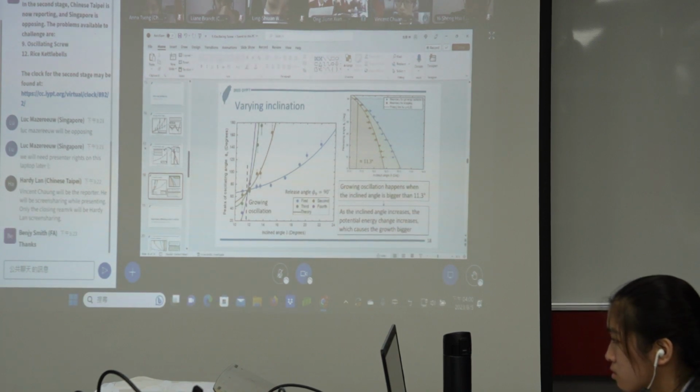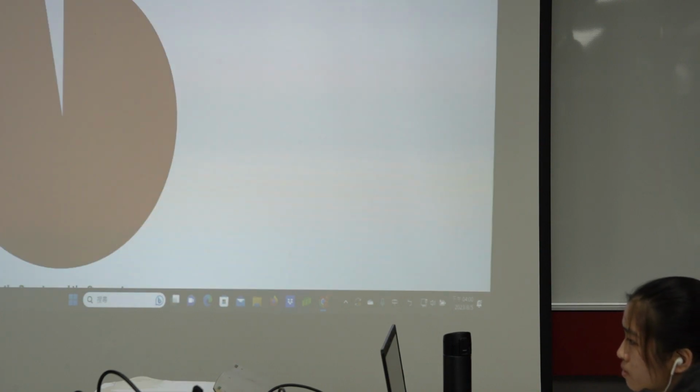Okay, I understand now. So you're saying that to the right of this point, you will observe growing oscillations, and to the left, you observe decaying, as is observed in the graph. Yes, the green region is decaying, and the blue region is growing, and also in this part, yes. Okay, I'd like to move on to my last point now.